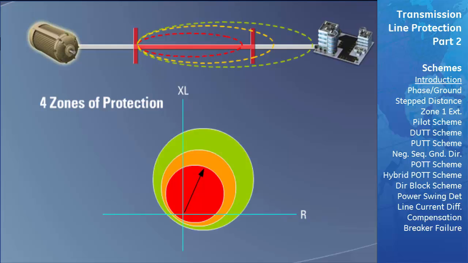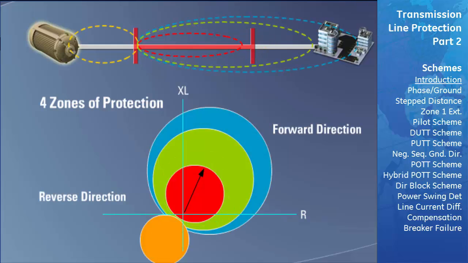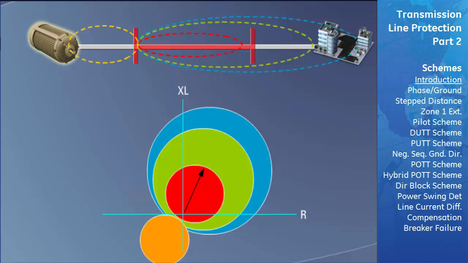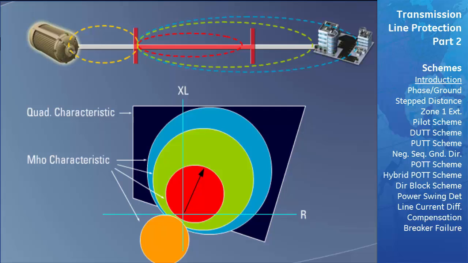Every zone of protection can be programmed to be protecting in the forward or the reverse direction of the transmission line. These zones can also be programmed to have a mho or quadrilateral shaped protection characteristic. The operating characteristics of each zone can also be set individually.